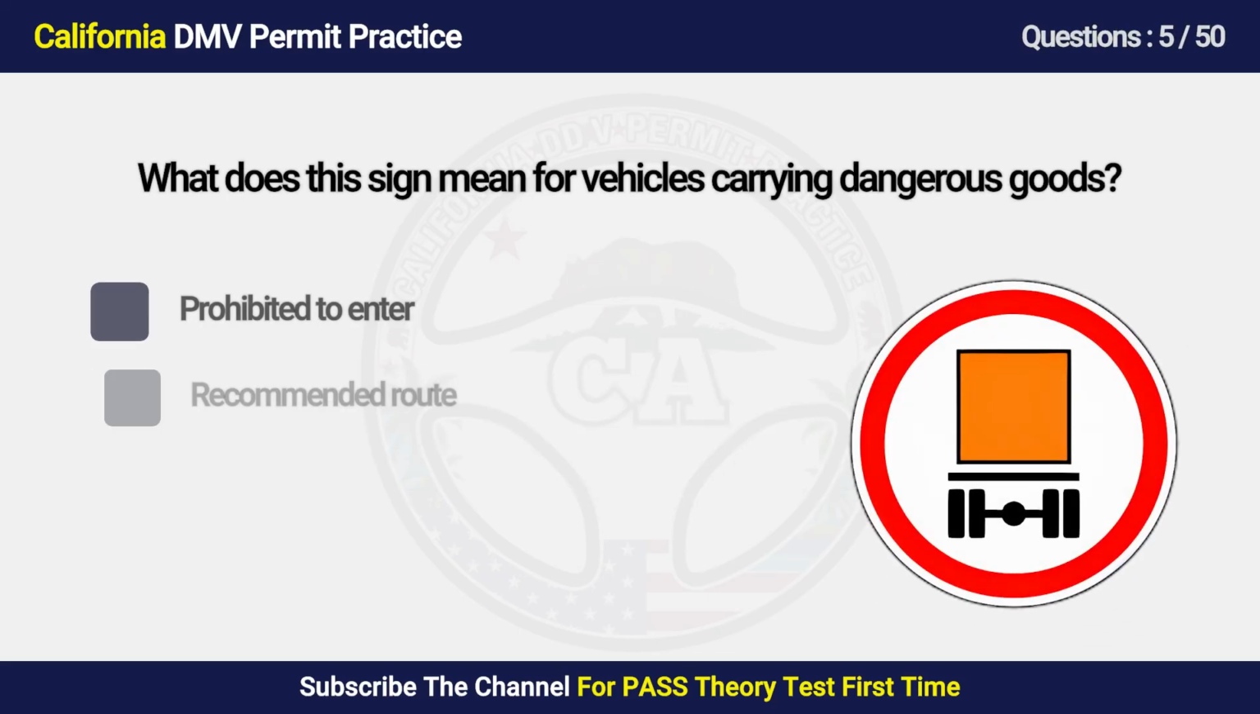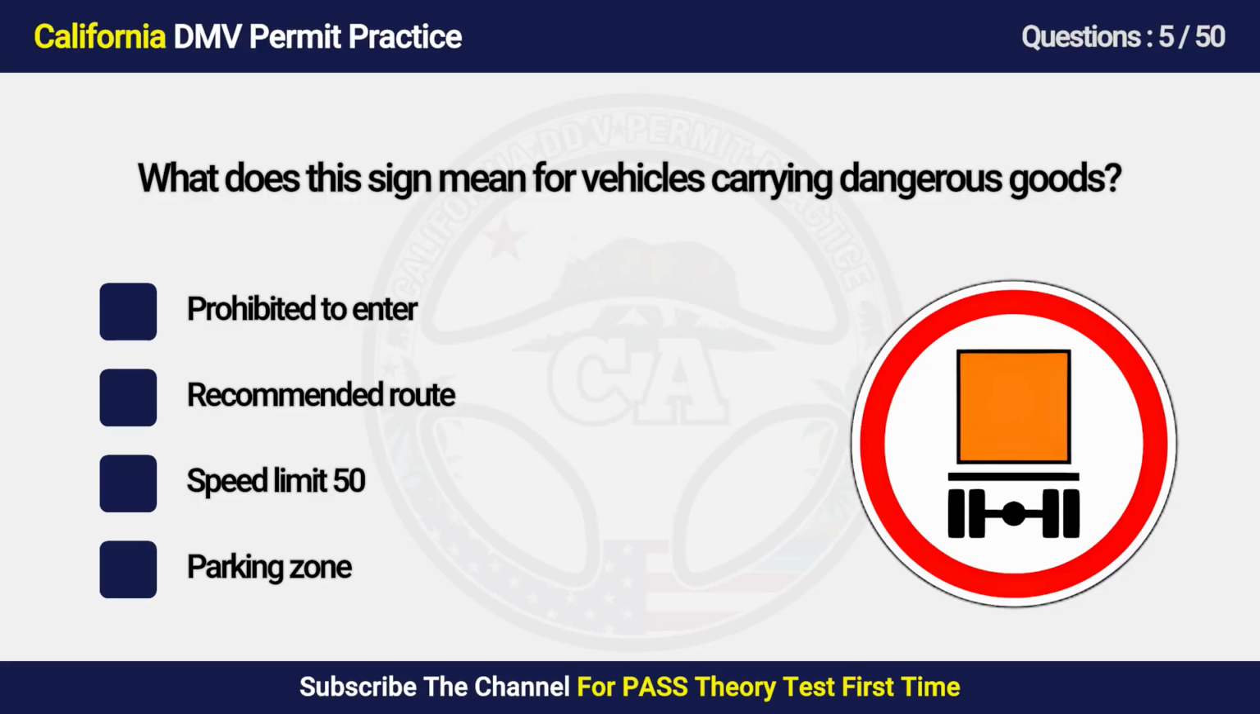Question 5. What does this sign mean for vehicles carrying dangerous goods? A. Prohibited to enter. B. Recommended route. C. Speed limit 50. D. Parking zone.